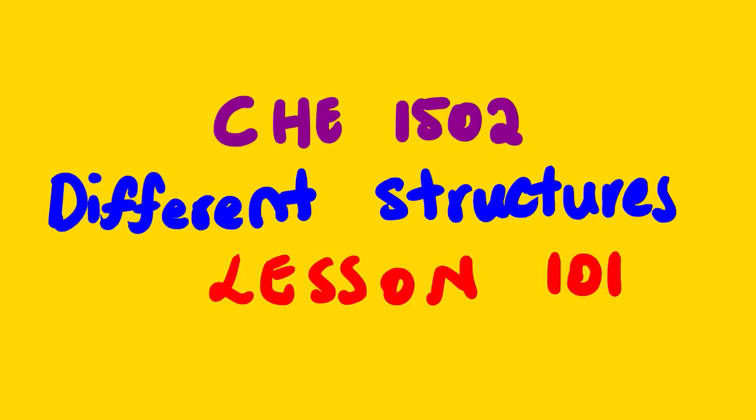Our lesson for today will be looking at Chemistry 1502. Today's topic will be looking at different types of structures, which are the structures we can use to represent compounds. This is lesson 101. Let us start. Throughout this lesson series, we've been dealing with Lewis dot diagrams. So today we'll be looking at a different way to represent different types of compounds using different types of structures.